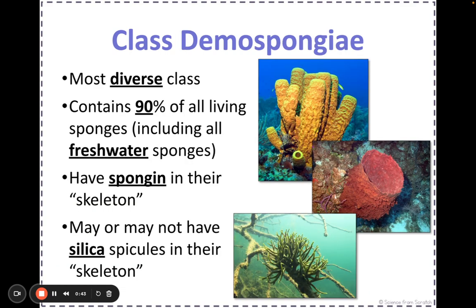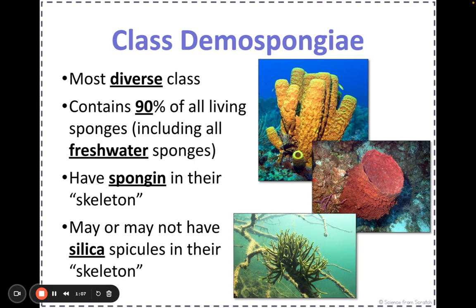The first class we're going to talk about happens to be the most diverse, and this is class Demospongiae. Okay, this contains about 90% of all living sponges, which includes all of the freshwater sponges. They have spongin in their skeleton, and they may or may not have that silica spicule, depending on which type of organism you're looking at within this class.